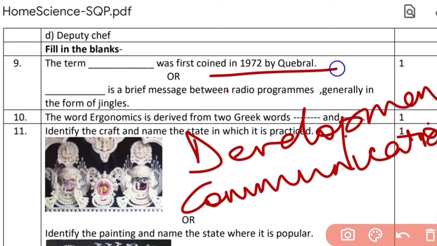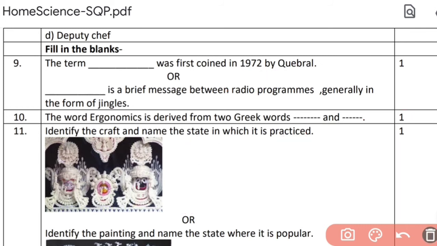Now, dash is a brief message between radio programs, generally in form of jingles. Remember, here also we talked of the programs between different radio programs. It is a very short message. Nowadays, if you see, you have messages by the chief minister, by different municipal corporators, telling you about different social media messages, social awareness, or in form of jingles. It could be a short poetry, so that it leaves a lasting impact on the mind of the listeners. So what are these known as? Can you tell me?